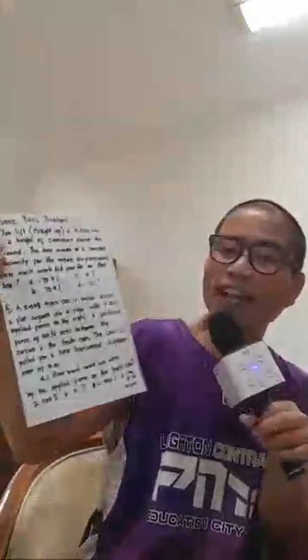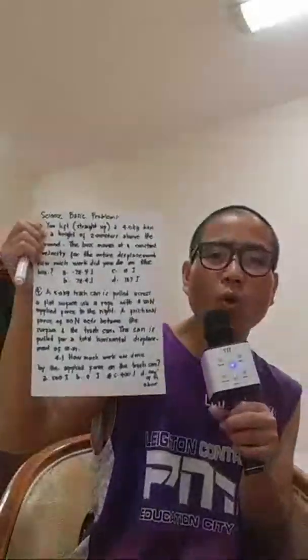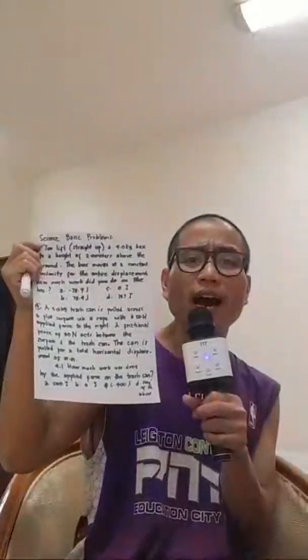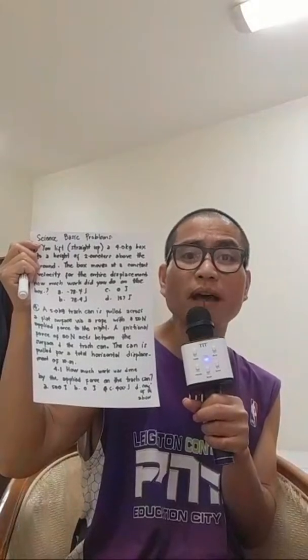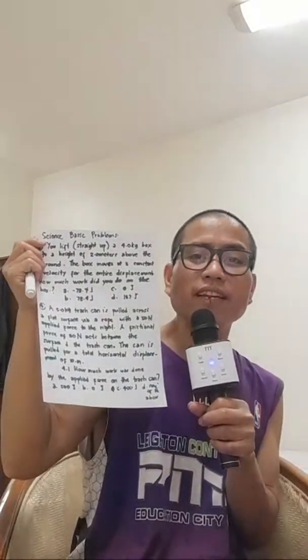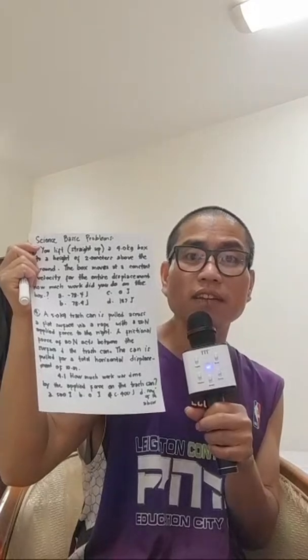So here, very tempting. The answer is letter B, 78.4 joules, because you lifted the bag straight upward. And in the displacement, that is very essential, it is positive, though you get an answer of negative. So the answer will be positive 78.4 joules going upward. You lifted the object upward. This is the answer.